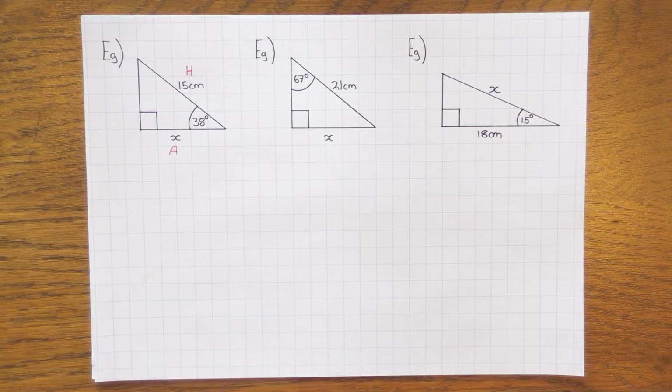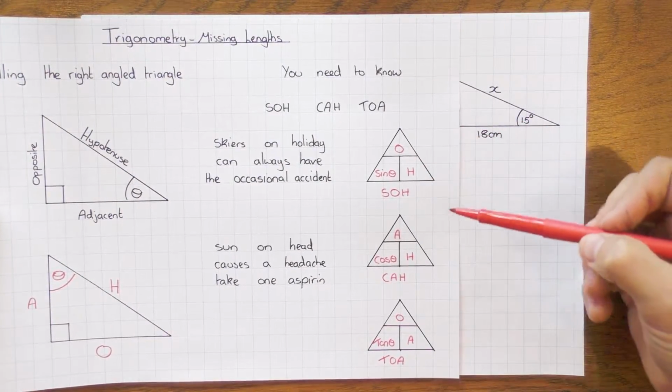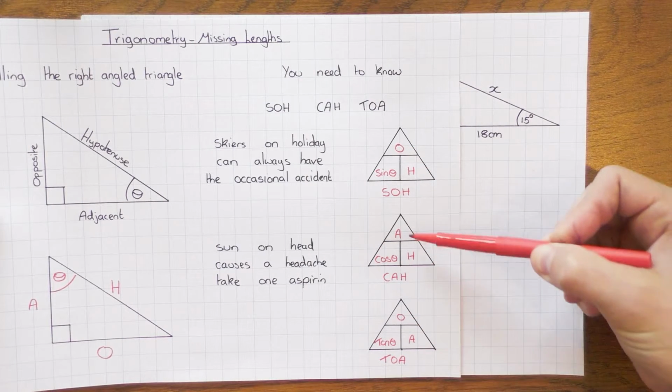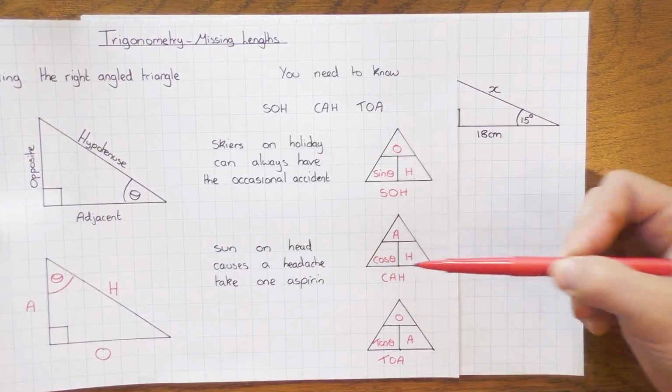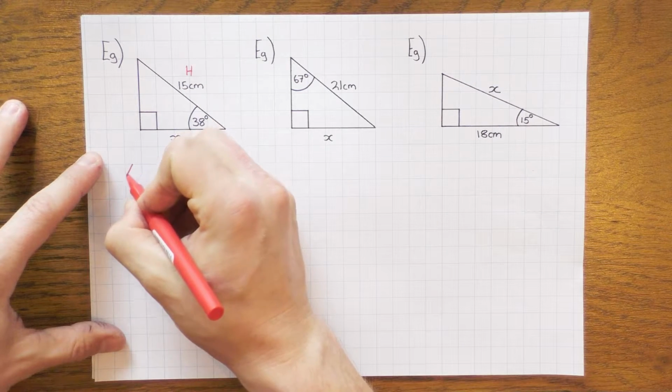Now, when we go back to our three triangles, which one has the adjacent and the hypotenuse? It's this one here. This one has the opposite and hypotenuse. This one has the opposite and adjacent. The only triangle that has the adjacent and the hypotenuse is this one. So that's the one I'm going to use. So I'm just going to quickly sketch that.